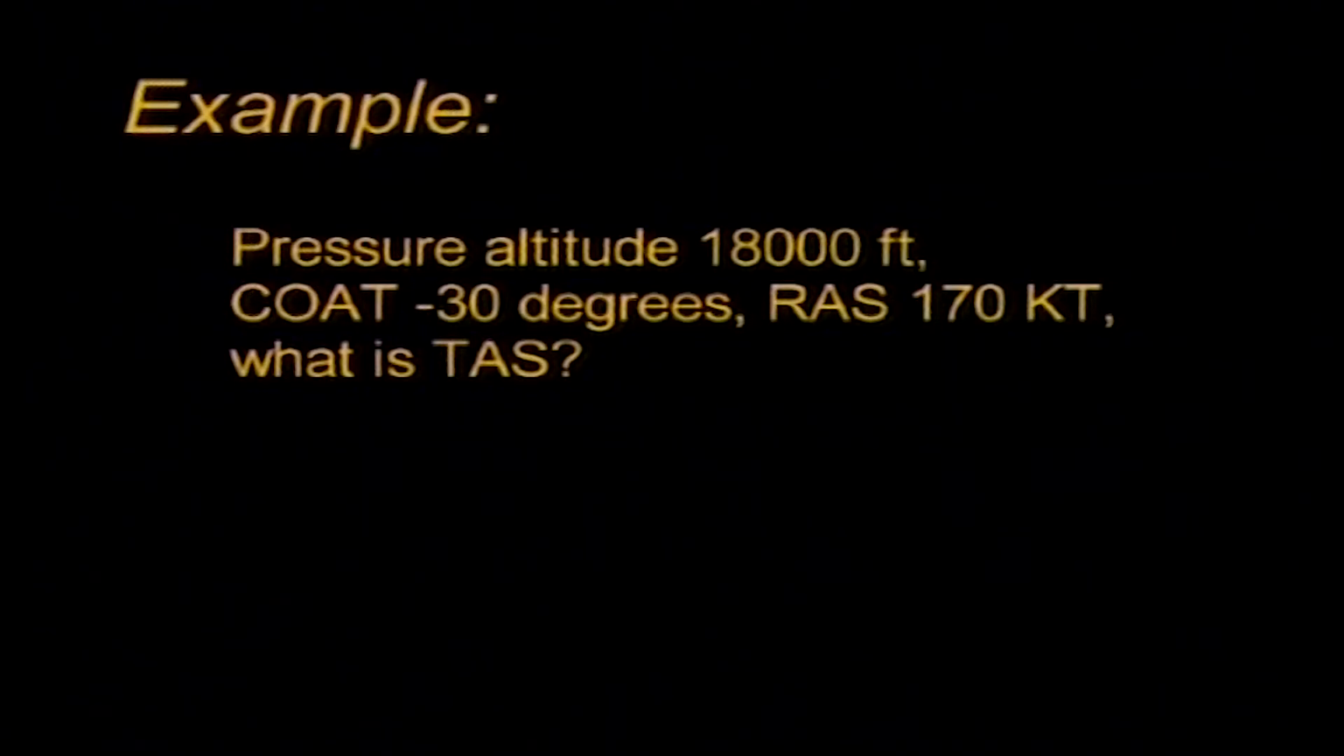TAS can also be calculated in the non-ISO atmosphere. For example, pressure altitude is 18,000 feet. Correct outside air temperature is minus 30 degrees Celsius. RAS is 170 knots. What is TAS?